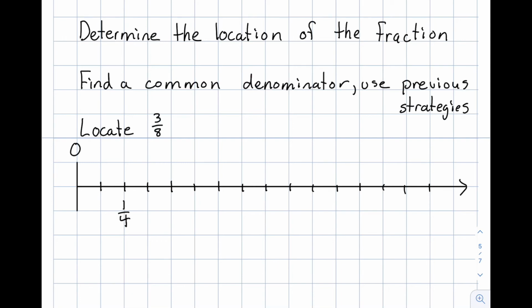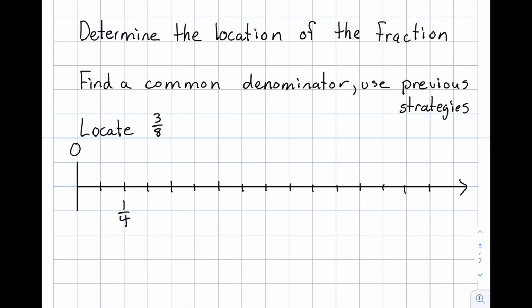Now let's try a different type of problem. Here we're going to determine the location of the fraction. So, for example, we're given 3/8, but we already have one fraction labeled on the number line. We already have 1/4 labeled. Our strategy is going to be to find a common denominator and then build on the work that we've already done.